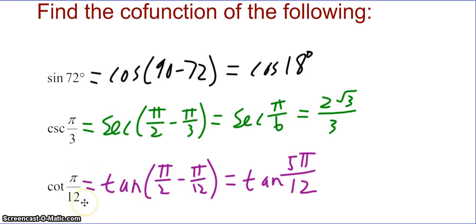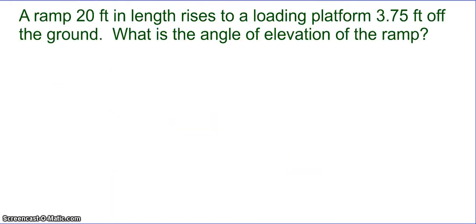The cotangent of pi twelfths is the same as the tangent of pi halves minus pi twelfths, which, if I do that, I get the tangent of 5 pi twelfths. This is not on my unit circle. I could type it into my calculator, but it's not going to be a nice number, so I'm just going to leave my answer. Okay, last example.